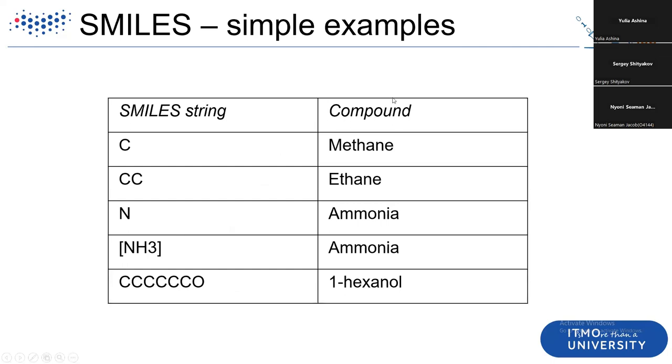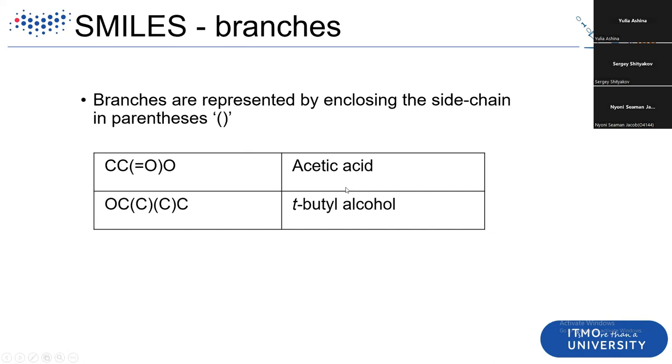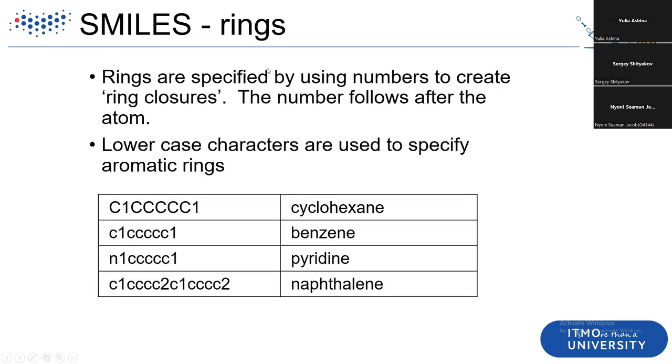Okay, so here there are the SMILES strings, and here are the compounds. And you could also use the branches, parentheses. The brackets are used to represent the ions, and the branches are represented by enclosed side chains in the parentheses, like here, for the acetic acid. So to describe the topology. Also, the rings are specified by using numbers to create the ring enclosures.